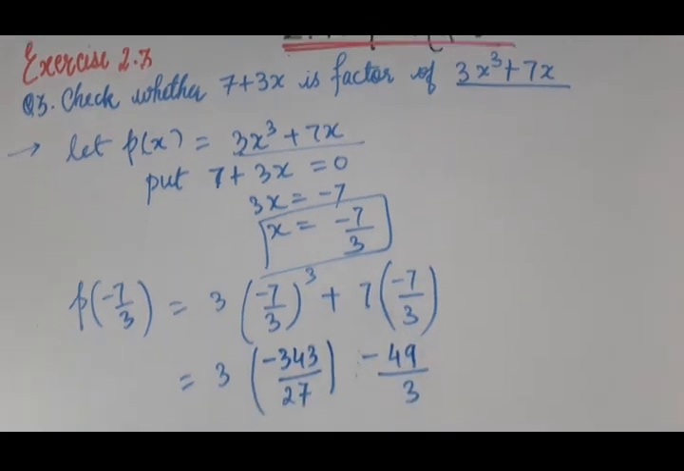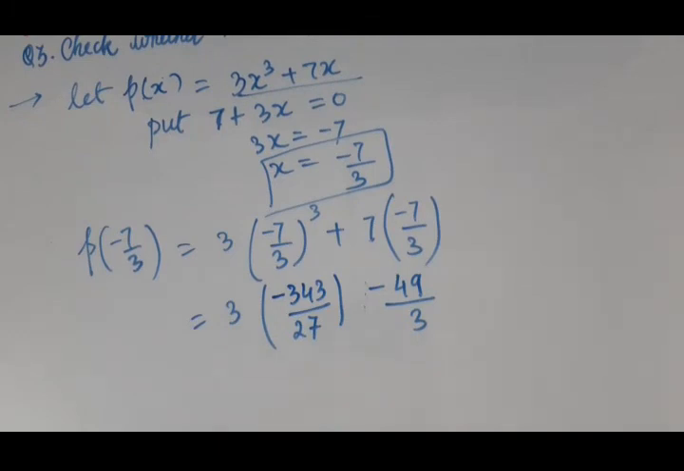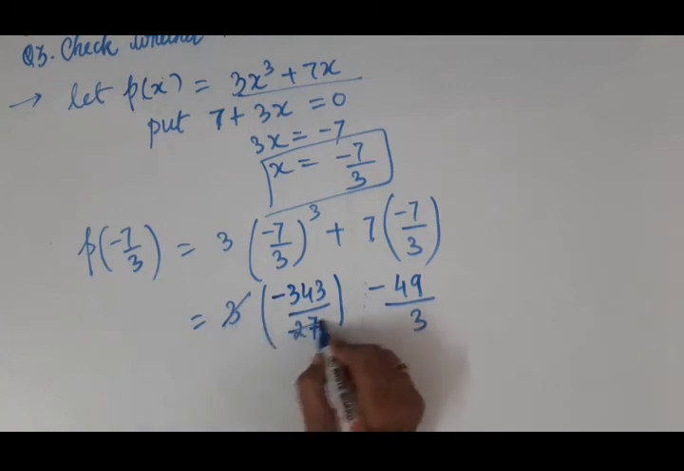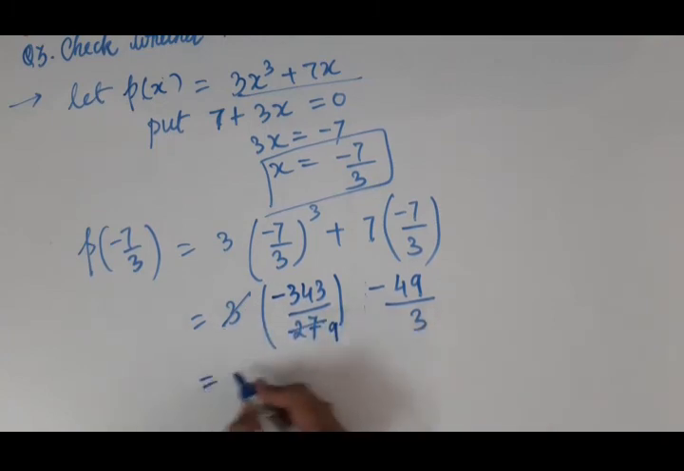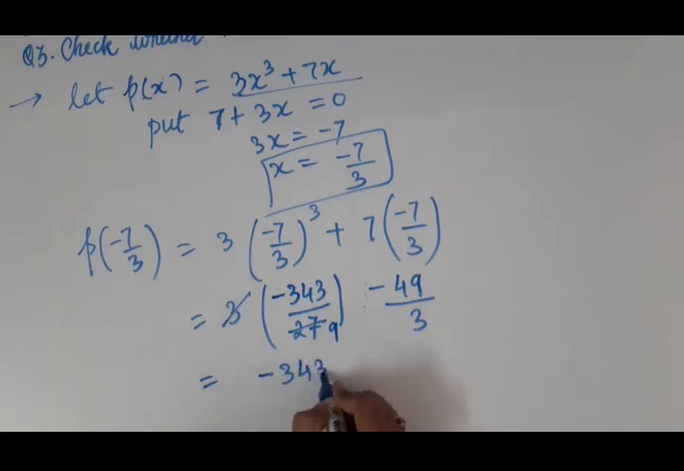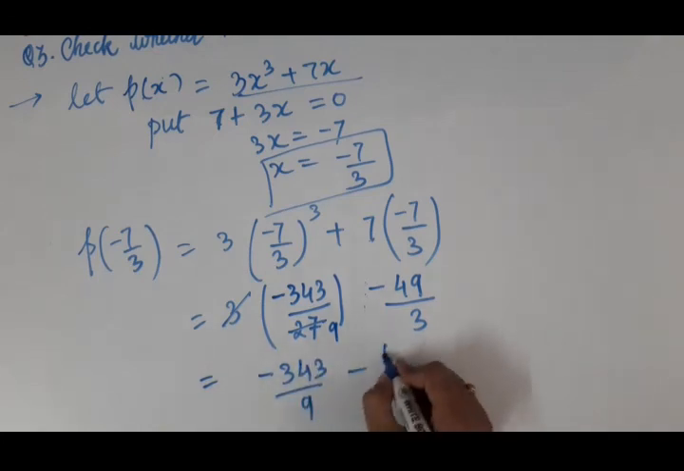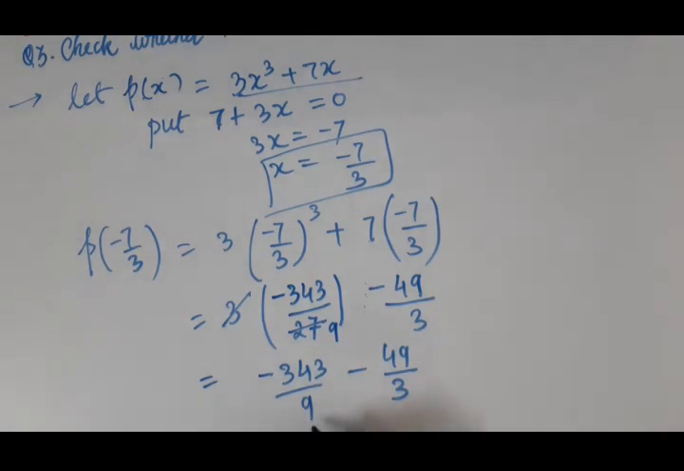Now solve it further. 3 ones are 3, 3 nines are 27, so I can cancel something here. What I am getting is minus 343 upon 9 minus 49 upon 3. Check the denominators, 9 and 3, so the LCM will be 9. For the first term it is already 9. For the second term, I have to multiply 3 by 3 to get 9, and do the same with the numerator as well.